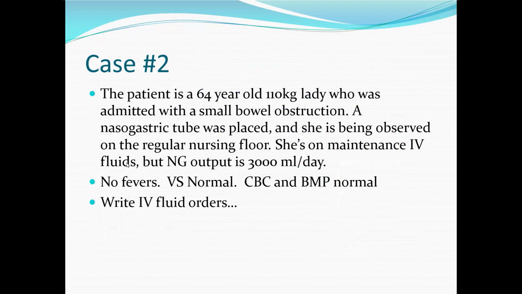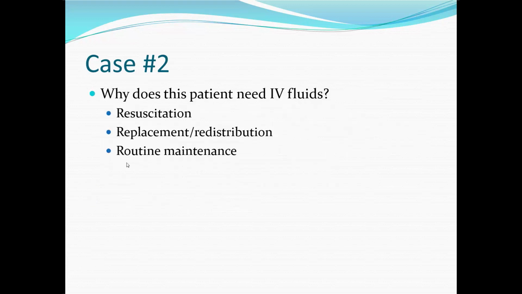All right, case 2. We had a patient, a 64-year-old lady who's 110 kilos, who's in for a small bowel obstruction, and she's got an NG in, and the NG is putting out about 3 liters per day. But her renal function is satisfactory, and her daily labs aren't really changing with any significance. So, is this patient in resuscitation mode? No. Are they in replacement redistribution mode? Yes. Do they also have a routine maintenance component to it? Yeah, sure. So we have to start thinking about it a little bit differently, but it's primarily the replacement redistribution. It's that 3 liters per day of NG tube output that we really are addressing with our IV fluid orders.